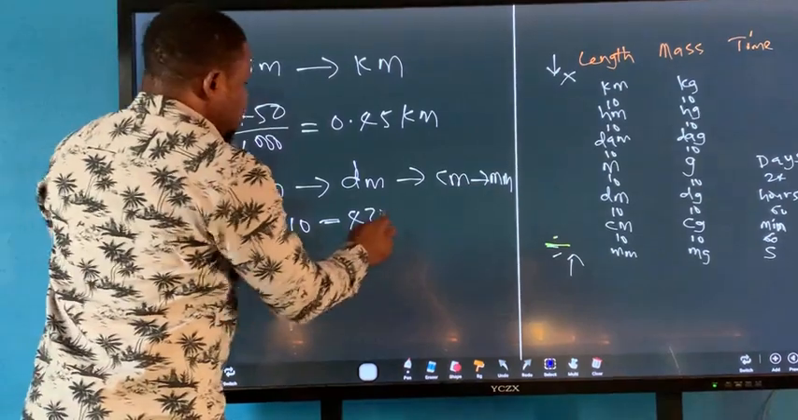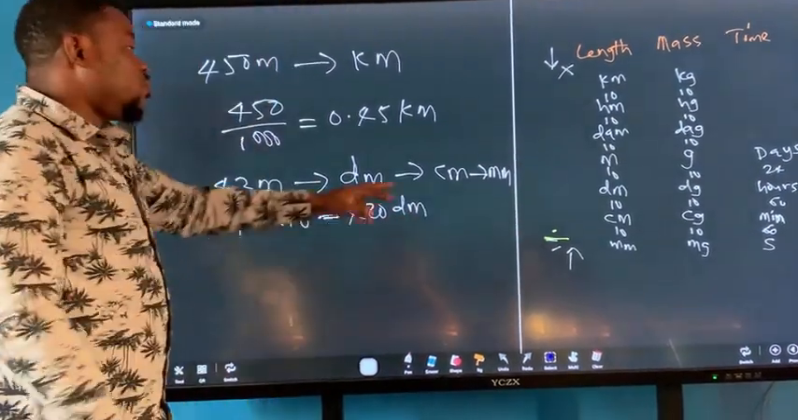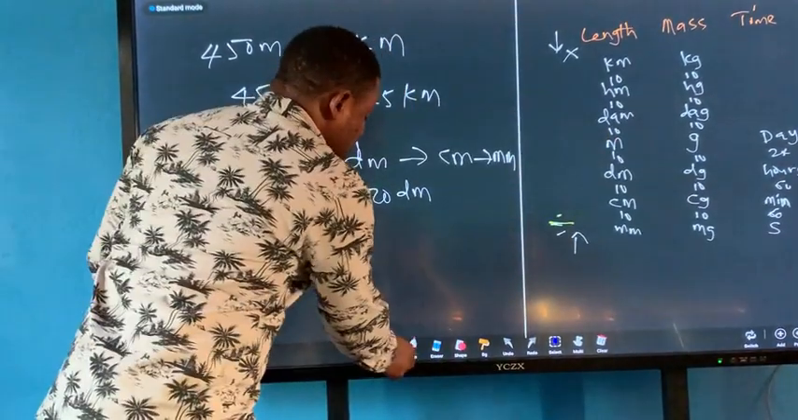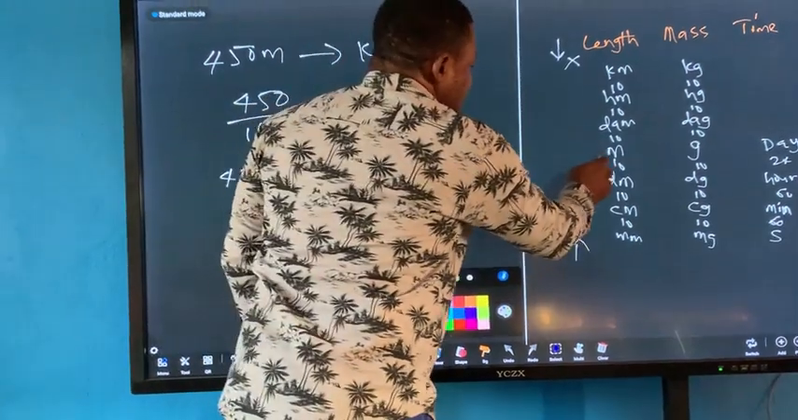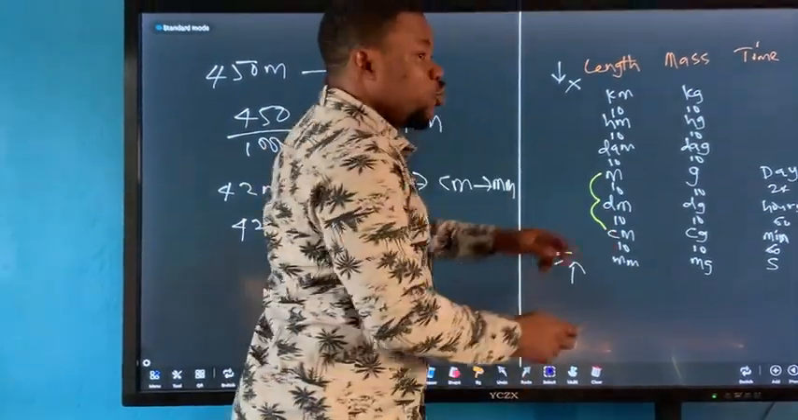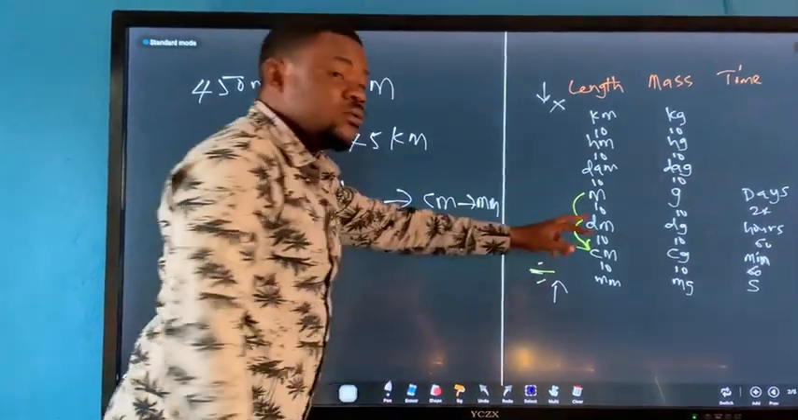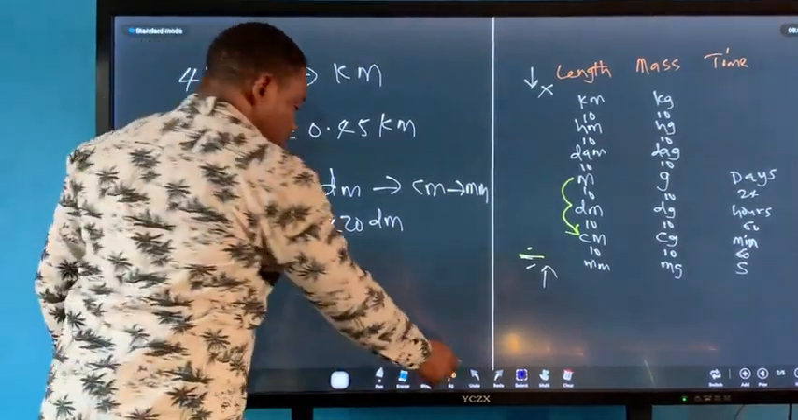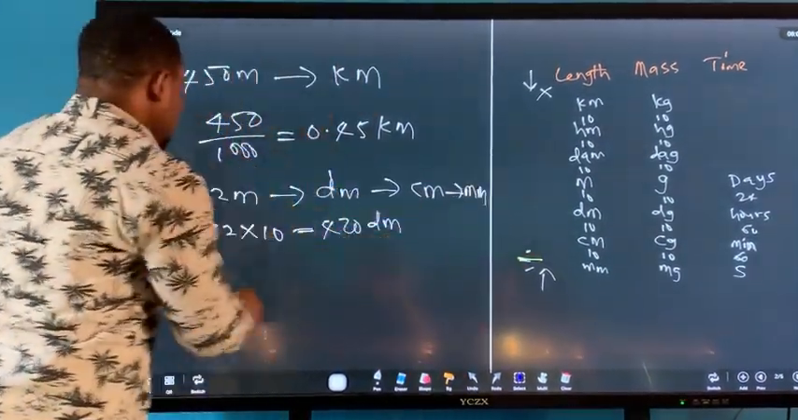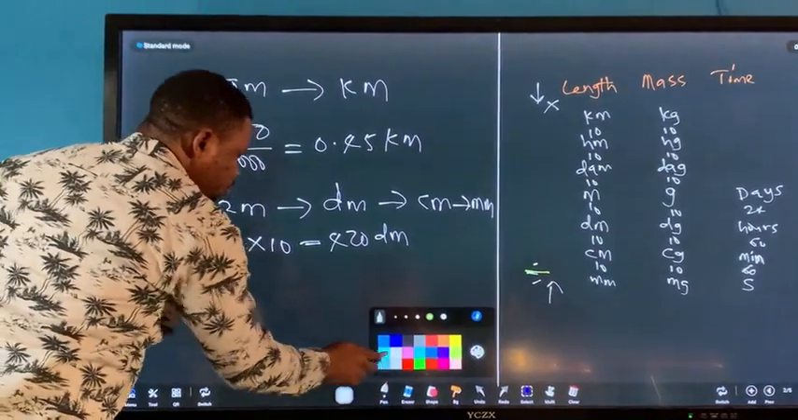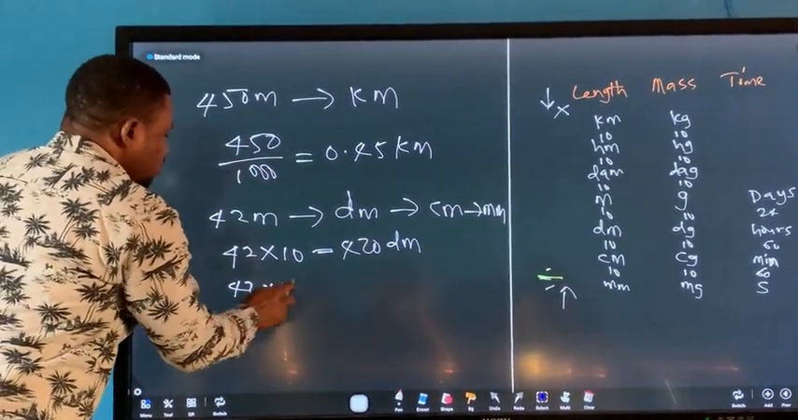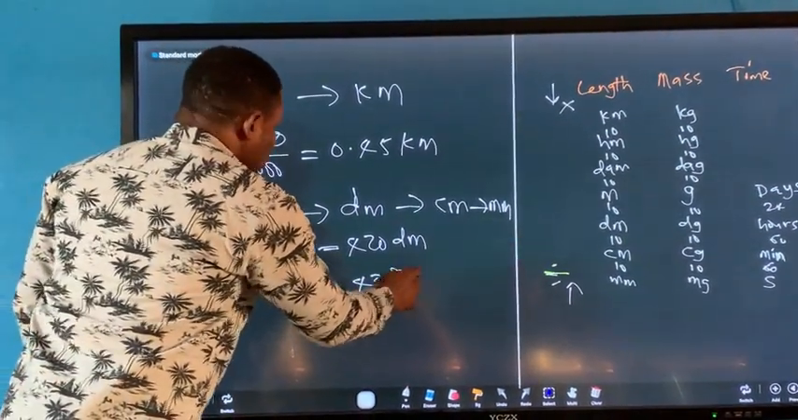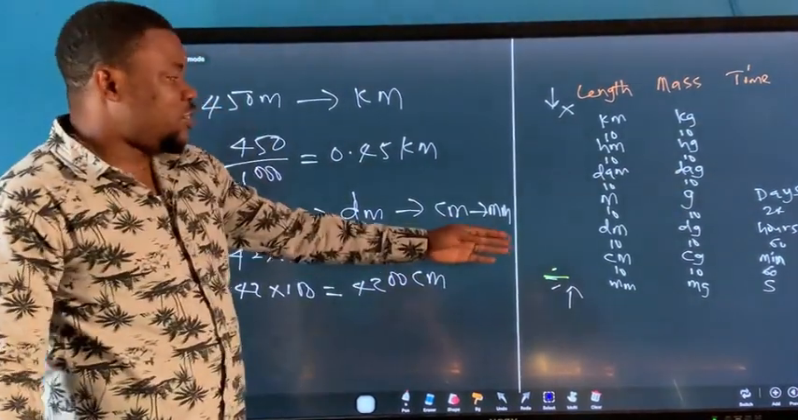That'll be 420 decimeters. If I'm converting to centimeter, from meter, I'll pass how many tens? 2 tens. Can you see that? Yes. I'll pass this 10, and this 10. So 10 times 10 gives me 100. So my conversion factor from meter to centimeter is 100. Alright? So I'll have 42 times 100. That gives me 4,200 centimeters.